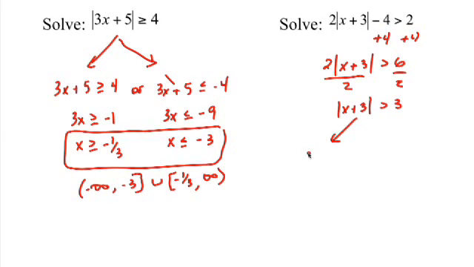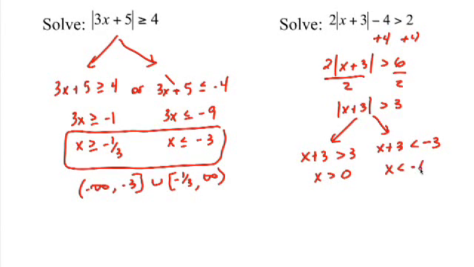So here's equation 1, x plus 3 is greater than 3. Notice the original is rewritten, and then the opposite of that, x plus 3 is less than negative 3. Now these are two very simple equations to solve by subtracting 3 from both sides. This one's going to give you a 0. And subtracting 3 here, you get x is less than negative 6.